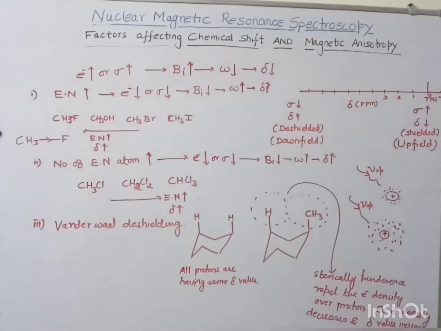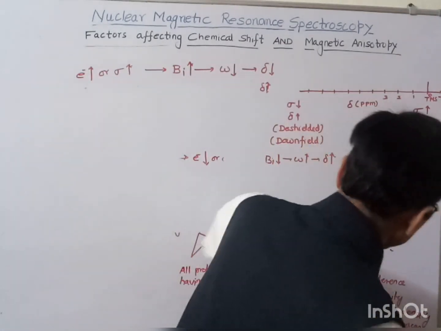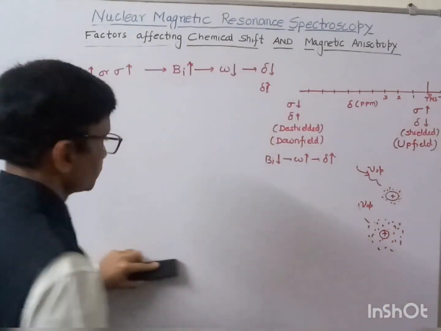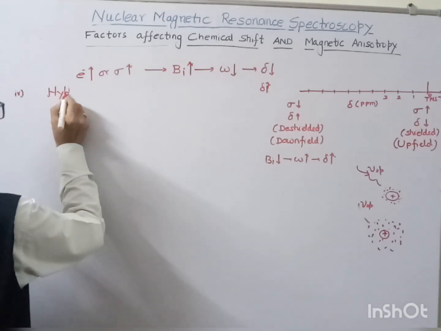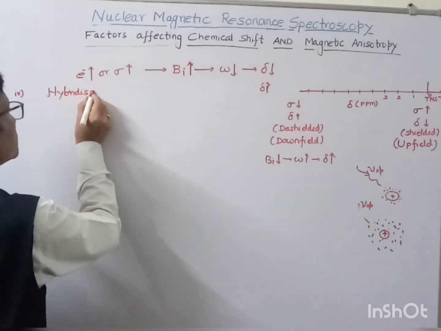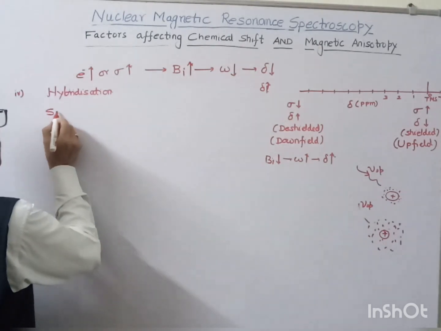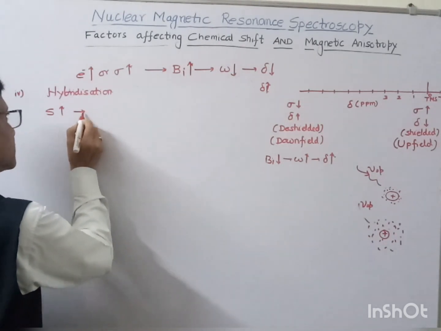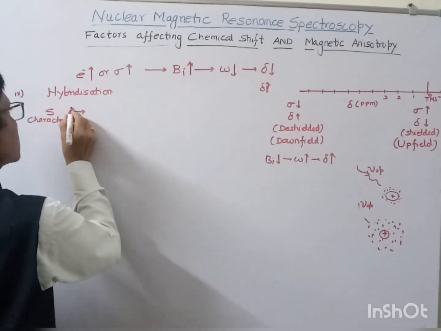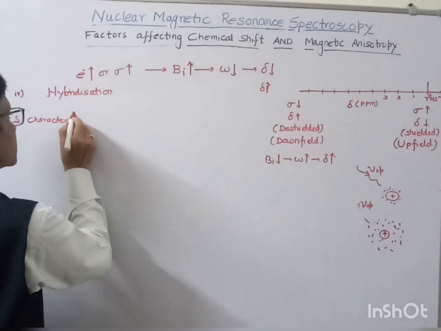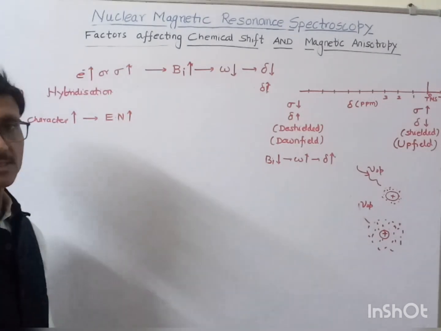So now, next one, hybridization. Okay, so we know that if the S character increases, then electronegativity increases. We know that as the S character increases, electronegativity increases.